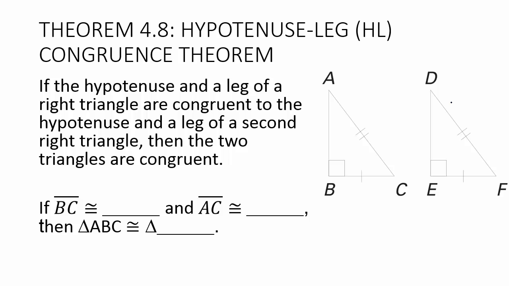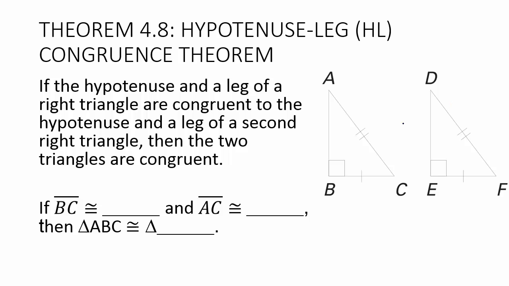Theorem 4.8, hypotenuse leg HL congruence theorem. So far we've learned about 4 different types of theorems or postulates that we can use to prove that triangles are congruent. We're adding one more to it, and that is the hypotenuse leg. If the hypotenuse and a leg of a right triangle are congruent to a hypotenuse and a leg of a second right triangle, then the two triangles are congruent.